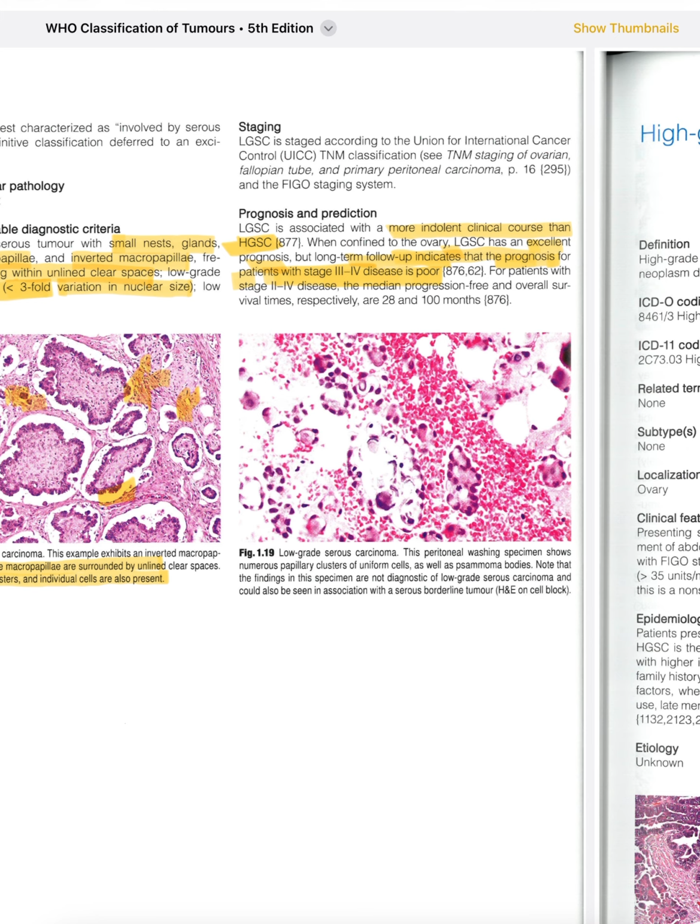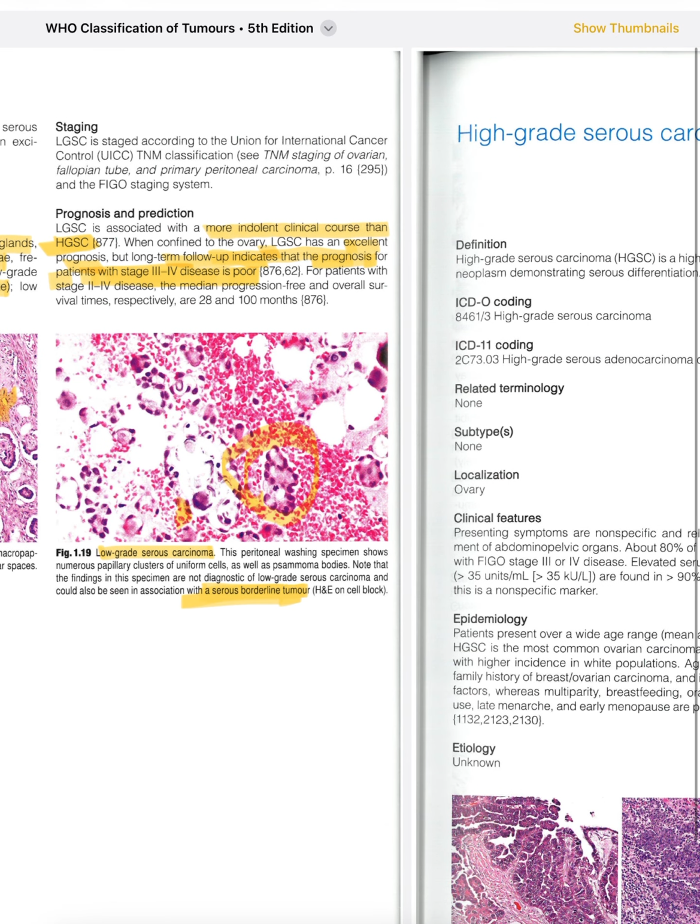Okay, here we can see this peritoneal washing specimen showing numerous papillary clusters of uniform cells, and we can also see psammoma bodies. So the findings in this specimen are not diagnostic of low grade carcinoma and could also be seen in serous borderline tumor. So in cytology we cannot definitely give the diagnosis. It is very hard to differentiate between serous borderline tumor and low grade serous carcinomas.